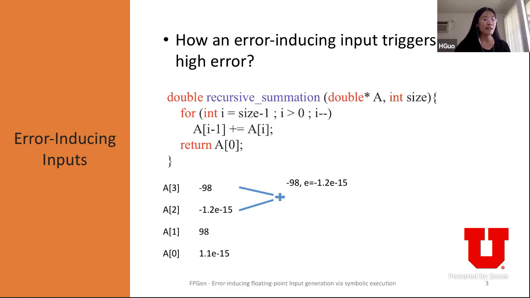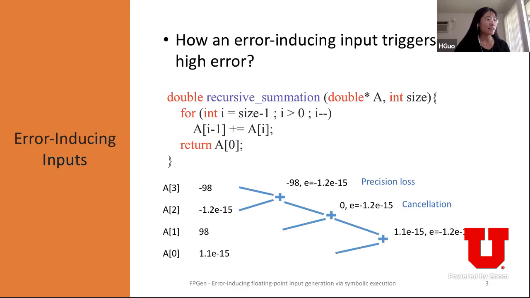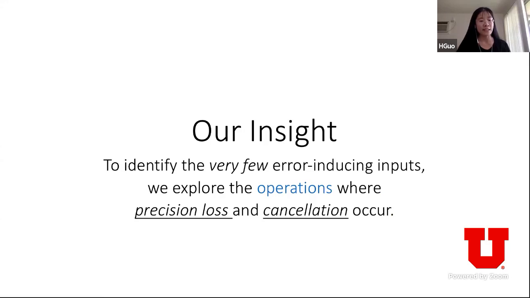In this operation, the value of A2 is rounded off. We consider that a severe precision loss. The second addition adds negative 98 to 98, and this is a cancellation. After the third addition, the program computes the sum of all the elements as 1.1 times 10 to the negative 15. And the error in the result is negative 1.2 times 10 to the negative 15. This is a very large relative error. So our insight about generating error-inducing inputs is that we should explore the operations where precision loss and cancellation occur.